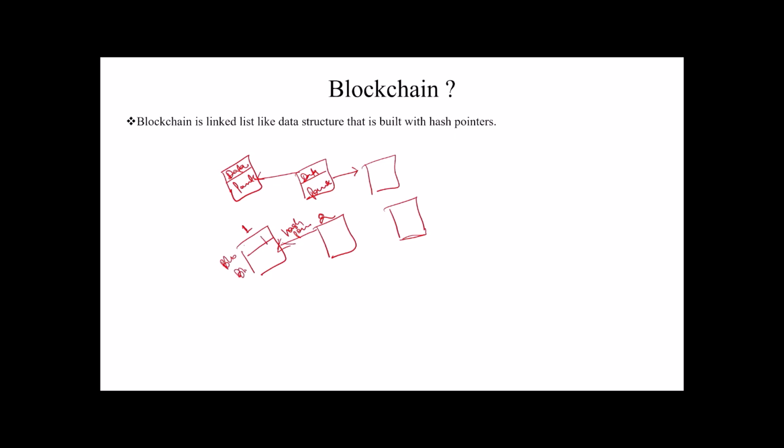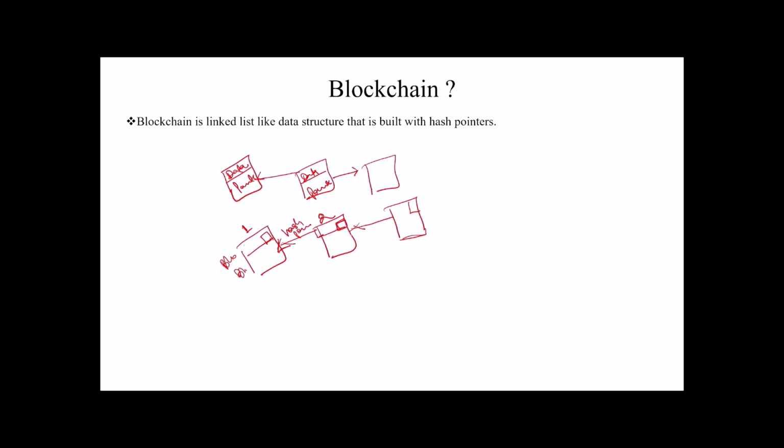Inside the header there will be a link pointing to the previous block. This link will have a previous hash here, and the same goes for the next block, which will have a previous hash as well. So there is a connection between those blocks, and this connection is called a hash pointer.